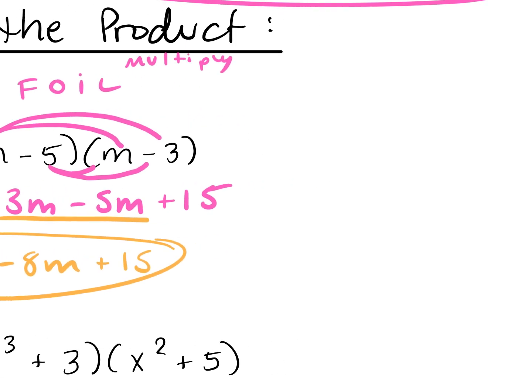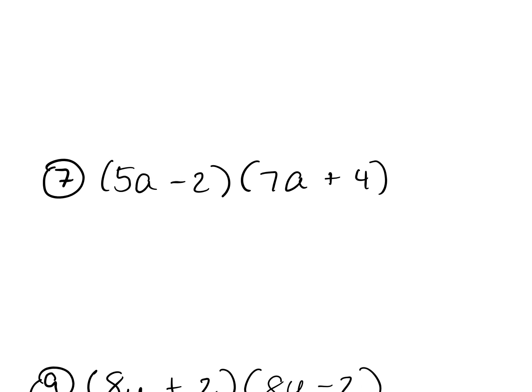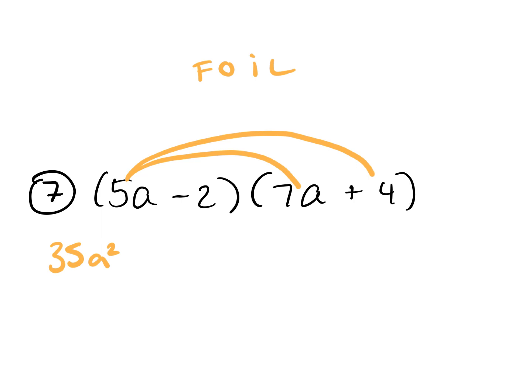All right, let's look at 7. Again, we have a binomial times a binomial. So what do we do to multiply? FOIL. So start by multiplying our first. What's 5a times 7a? 35a squared. Then the outer, what's 5a times 4?